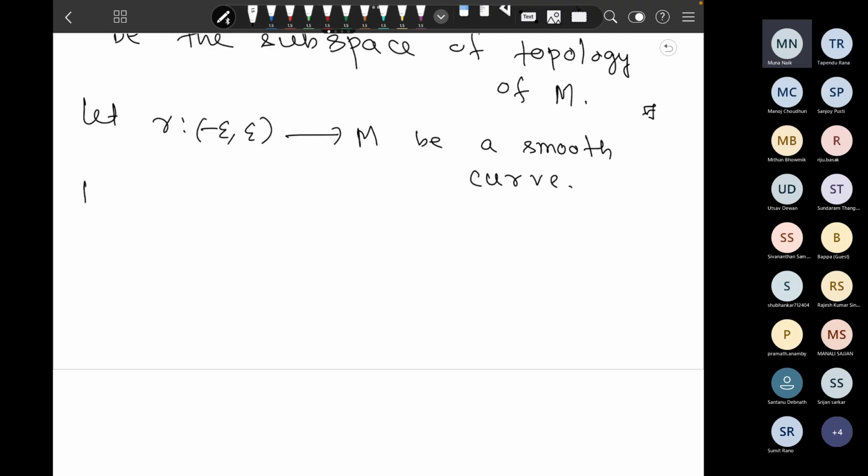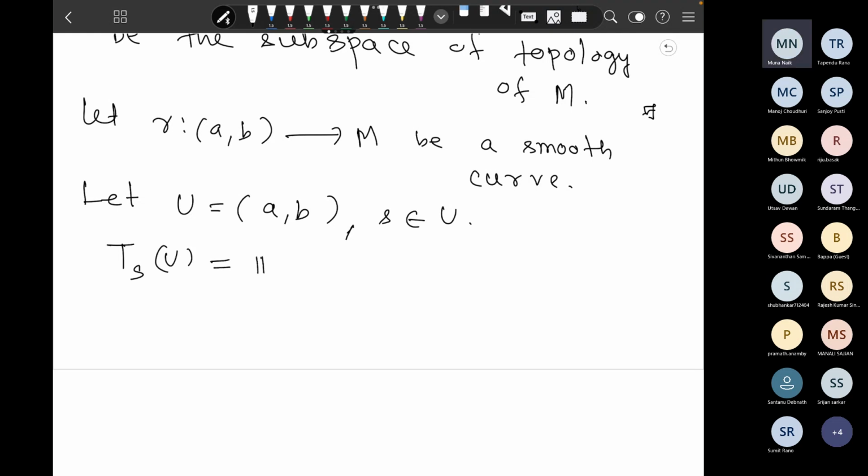Yes, that gamma from epsilon, a smooth curve. I want to define this gamma prime. Let U be equal to minus epsilon to epsilon, so let us say this is (a, b). You write (a, b). Okay, so let s belong to U. Now what T_s U really is: U is a subset of R, this is one dimension, so T_s U is equal to R.